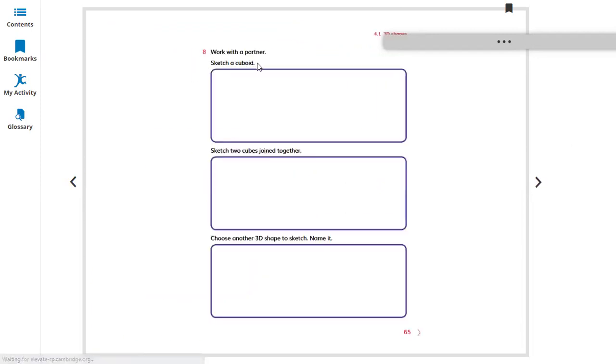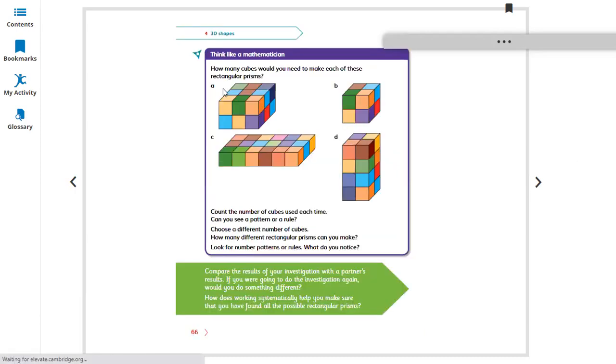So you can use a dice. Work with a partner, with your friend in the class, or in your home with your parents. Sketch a cube. Sketch two cubes joined together. Choose another 3D shape to sketch. Name them. Do not make them overlap. You need to make them separate. Okay, next, think like a mathematician.